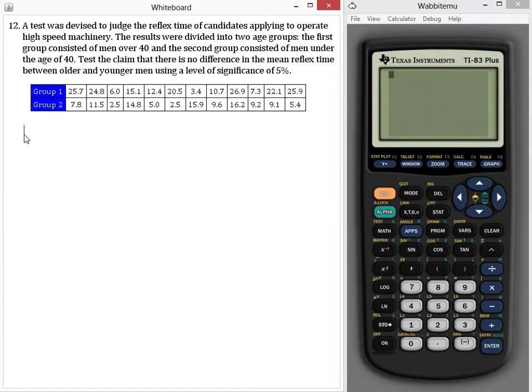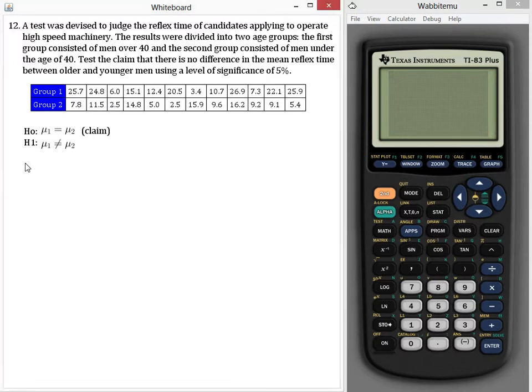Well, to start us off, we will always need null and alternative hypotheses to begin. So the claim is that there's no difference in the mean reflex time. If there's no difference, then what we're saying is that they're equal to each other, because if there was a difference, they would be not equal. So here's our claim. Now this claim falls under the null hypothesis because it has the equal sign in it. So I'm going to go ahead and mark that. And then I'm going to put the alternative as mu1 is not equal to mu2.